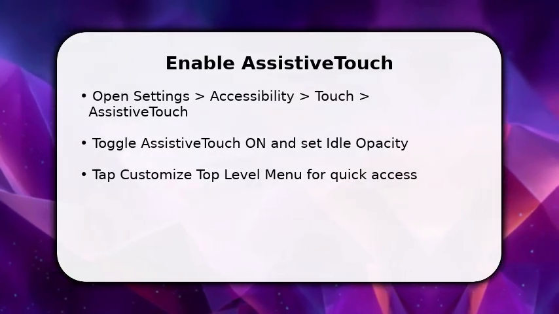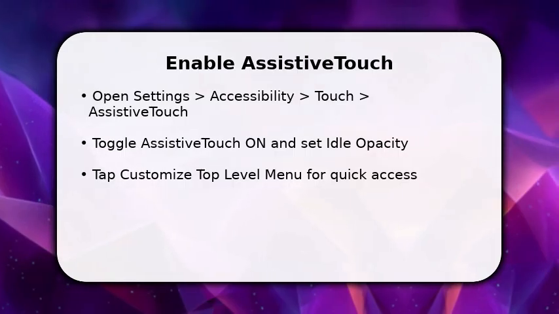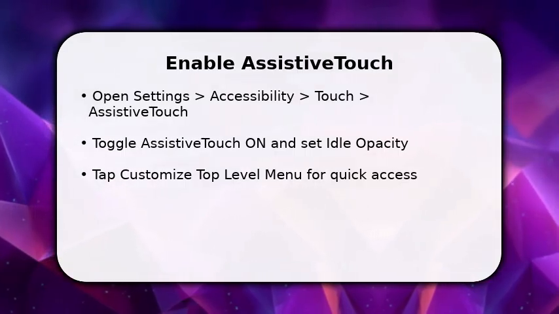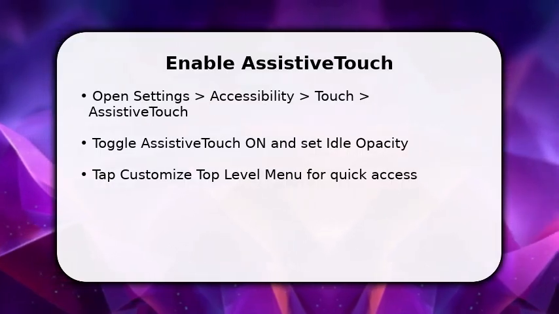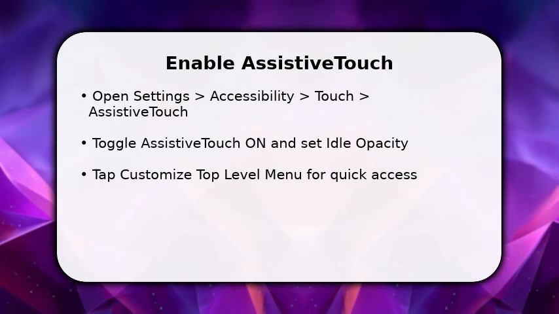Next, select Customize Top-Level menu to replace or add icons. This is where you pick the most used actions you want at your fingertips. You're creating a persistent, single-touch hub that behaves like QuickBall.